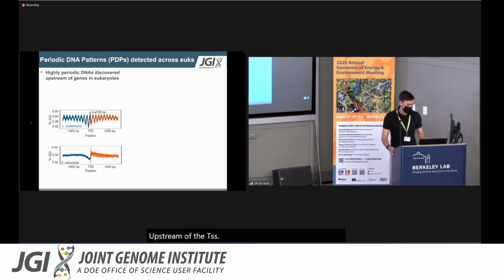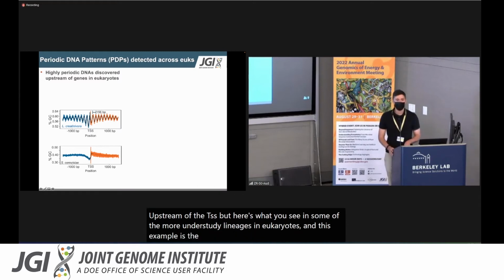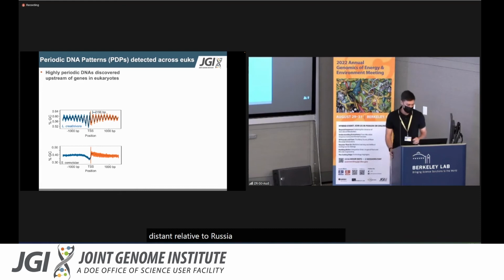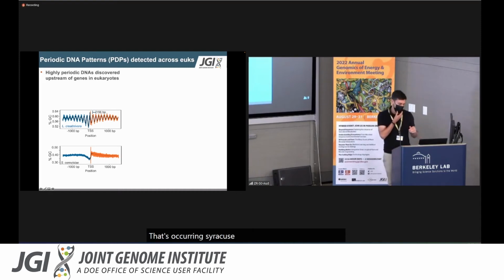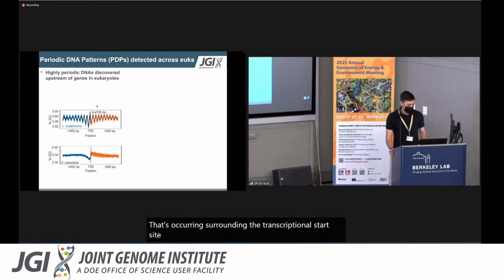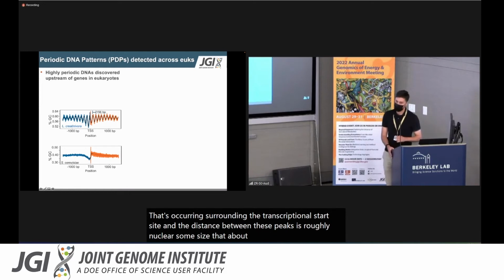But here's what you see in some of the more understudied lineages in eukaryotes. This example is Leucosporidiella creatinivora. It's a distant relative to rust fungi, a very poorly understood clade. You see this very different pattern, where there is a consistent shift in GC occurring surrounding the transcriptional start site. The distance between these peaks is roughly nucleosome sized, at about 150 base pairs.